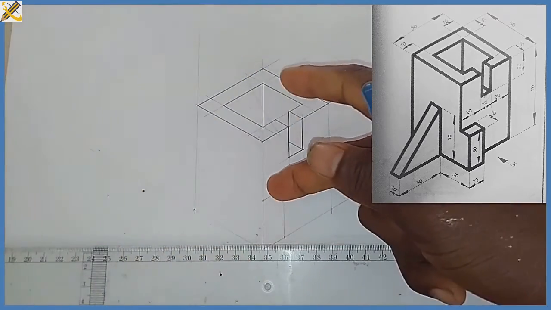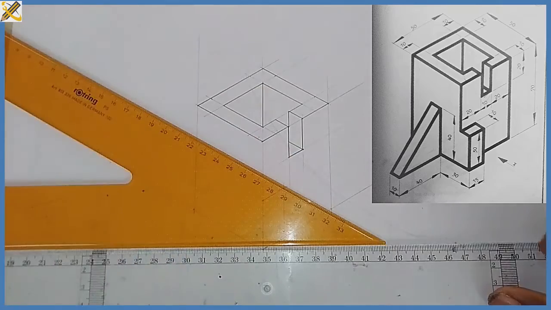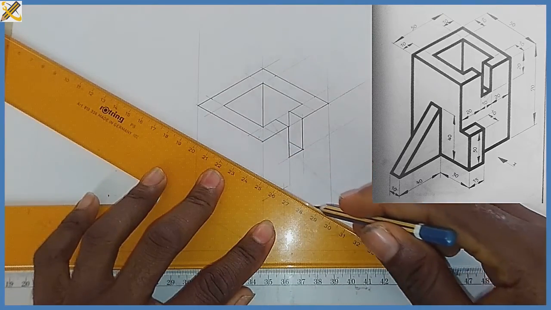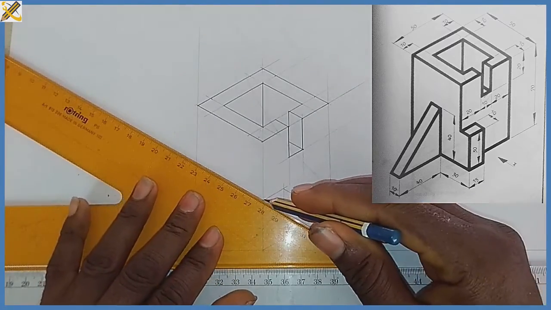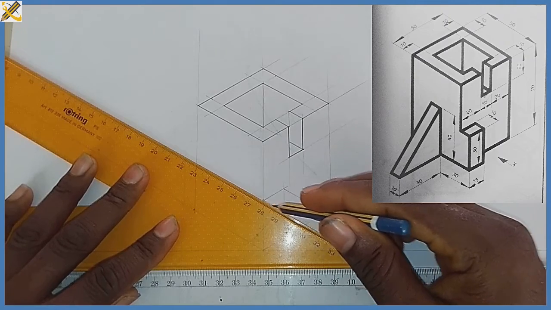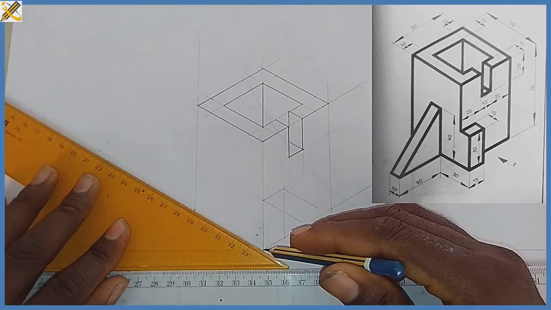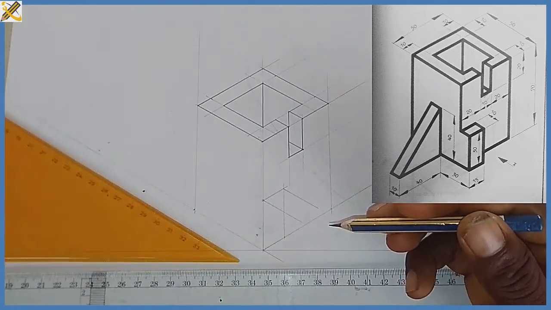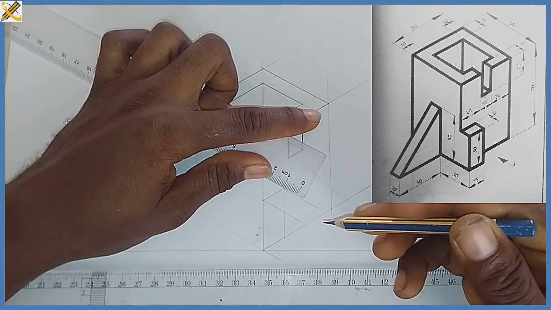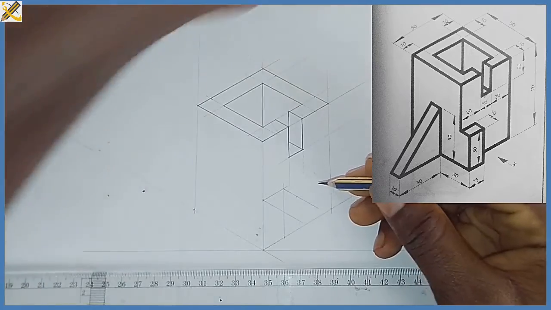So we are told that the extension outwards is mark of 10. But before that, let me produce the extensions first. Then I'm going to measure it right here. Right here. Right here. So mark of 10. So from here, I measure 10. So that is the mark of 10 over there.